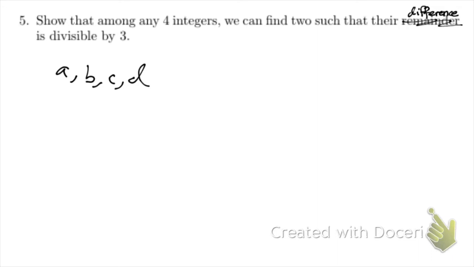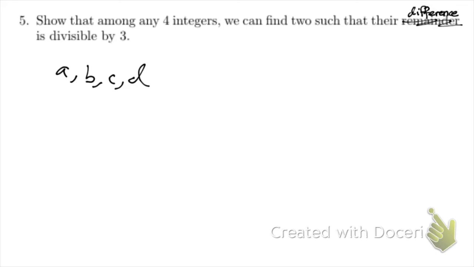We want to show that among any 4 integers we can find 2 such that their difference is divisible by 3. Okay, so we're considering the differences of any 4 integers. Let's call those a, b, c, and d as I've written here. And so we want our 4 integers to somehow be pigeons in 3 pigeonholes.